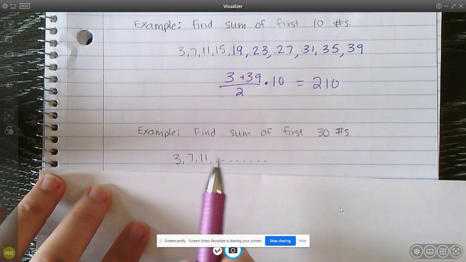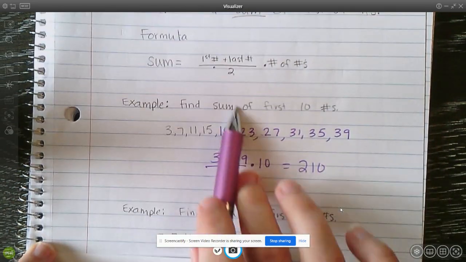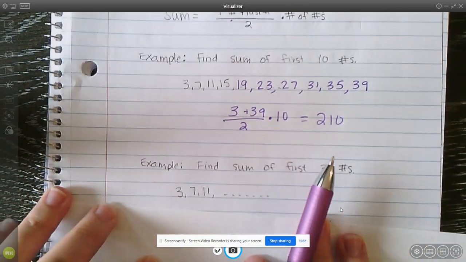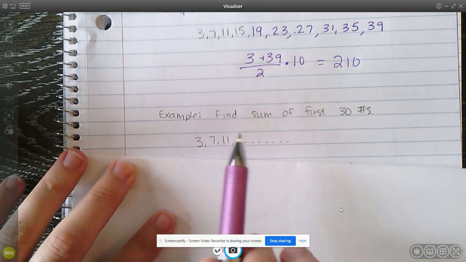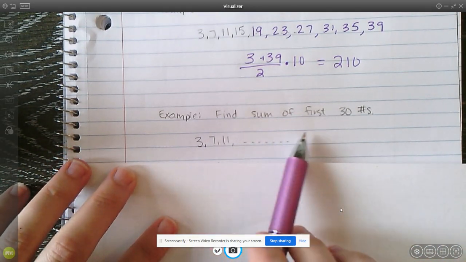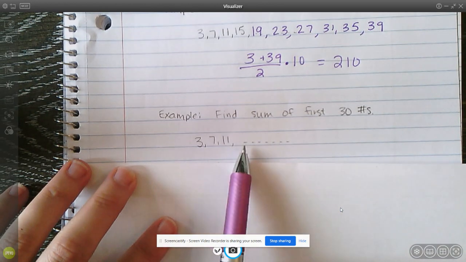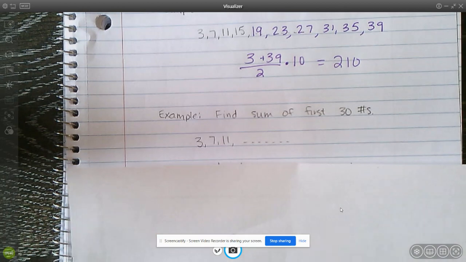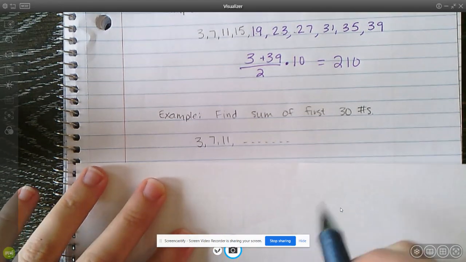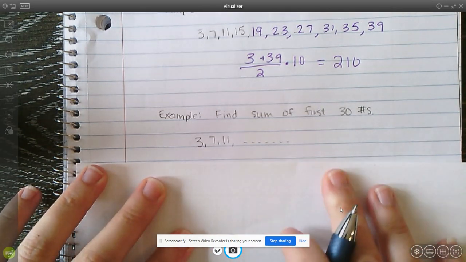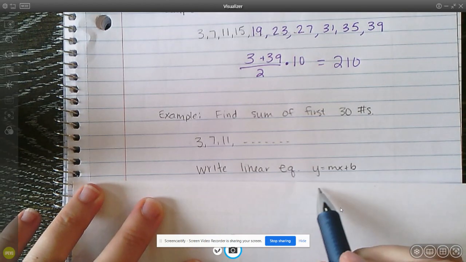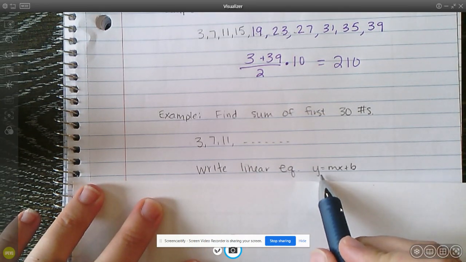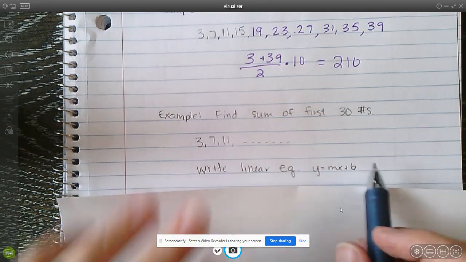To use this formula, you have to have your first number and your last number. Our first number is obviously 3, but we have to find the last number. I personally do not want to have to list out all 30 numbers. This is what I think is the trickiest part of what you're going to be learning. To find the last number, you have to write your linear equation in y equals mx plus b form.